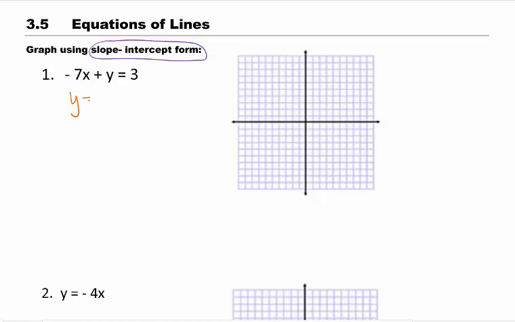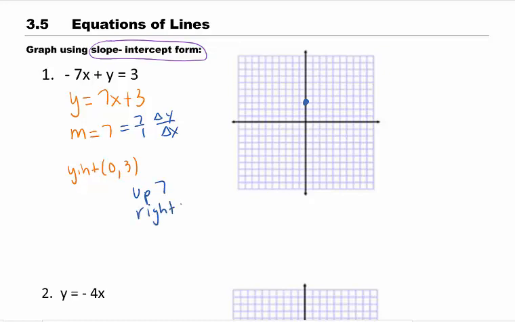So please look at the directions. If I solve this and put it in y equals mx plus b form, I added the 7x. So in this case, my slope is 7. The y-intercept is (0, 3), so my y-intercept, 1, 2, 3, is here. And remember, we need 2 points. So I'm going to use my slope. Remember, that's change in y over change in x. So that's a positive 7, which means go up 7. And it's a positive x, so go to the right 1. So if we go up 7, we're at 10. We go to the right 1.